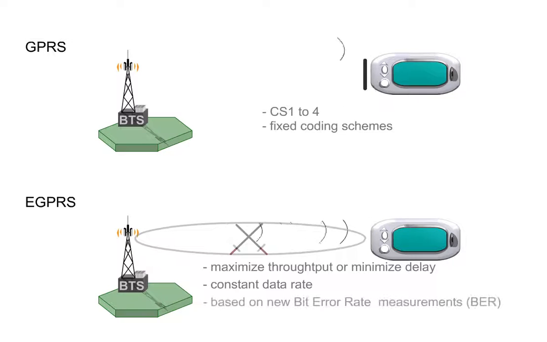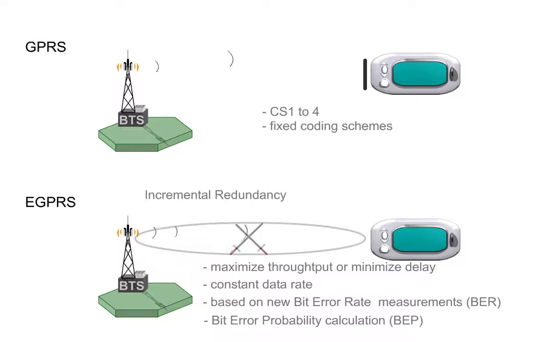Link adaptation is based on new, more careful measurement algorithms for the air interface interference level and a derived bit error probability, or BEP. Additionally, a second mechanism called incremental redundancy is added to guarantee a highly reliable data communication link.